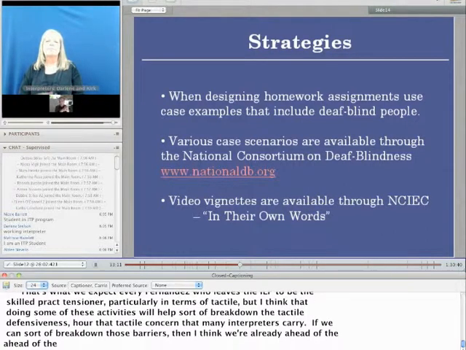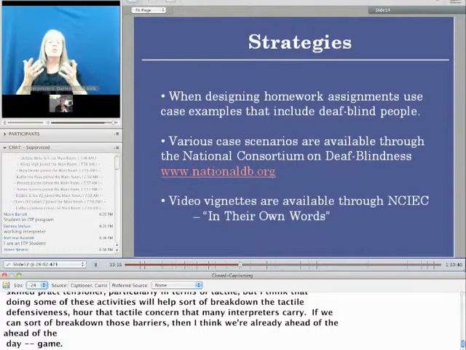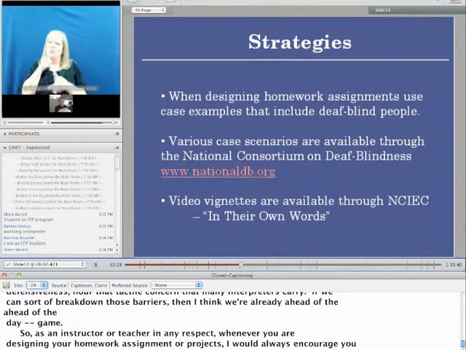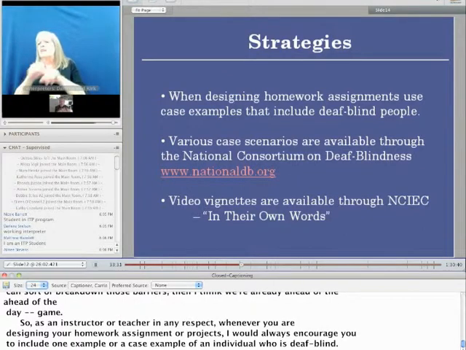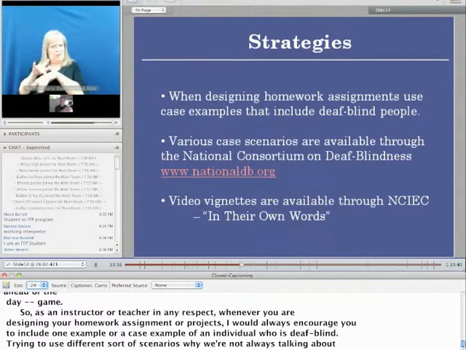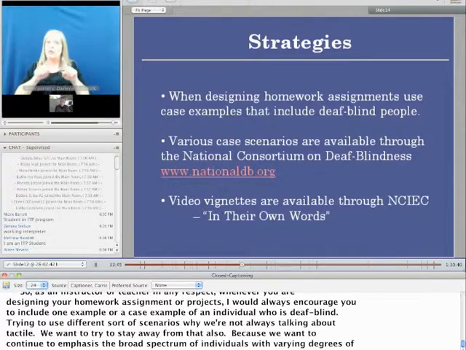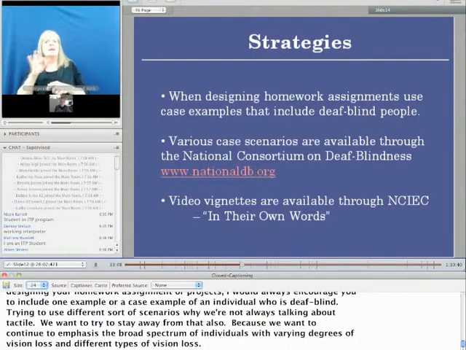So some other strategies. As an instructor or a teacher in any respect, whenever you're designing your homework assignments or projects, I would always encourage you to include one example or case example of an individual who is deafblind, and try to use different scenarios where we're not always talking about tactile. We want to stay away from that also, because we want to continue to emphasize the broad spectrum of individuals with varying degrees of vision loss and different types of vision loss. And you may say, well, I don't really know how to do that, but we want to encourage you that there are many resources that are available.